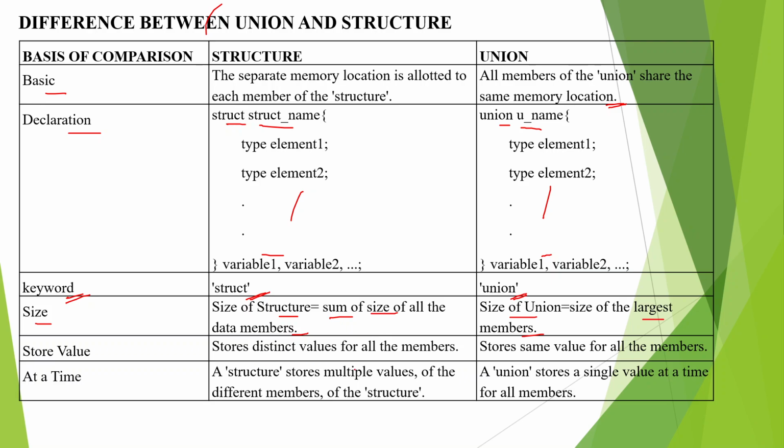Storing values: a structure will store distinct values for all its members. Whatever number of members you have inside a structure, for all members it will store distinct, different values. But as we know, for a union, all members will hold the same value. At a time, a structure can store multiple values for its different members, but a union will hold a single value for all its members. That is the difference.